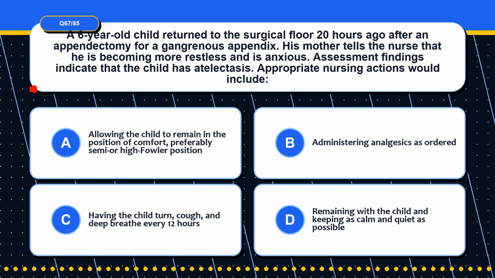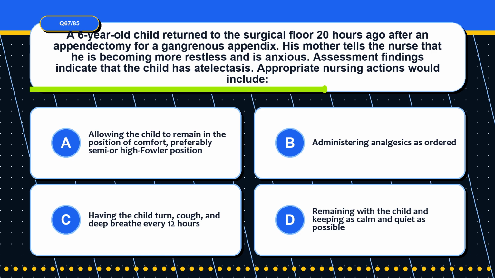Question 67. A 6-year-old child returned to the surgical floor 20 hours ago after an appendectomy for a gangrenous appendix. His mother tells the nurse that he is becoming more restless and is anxious. Assessment findings indicate that the child has atelectasis. Appropriate nursing actions would include. Here are the options. Option A. Allowing the child to remain in the position of comfort, preferably semi or high Fowler position.